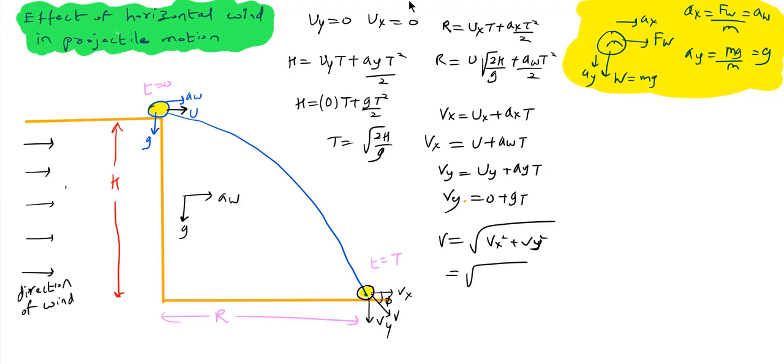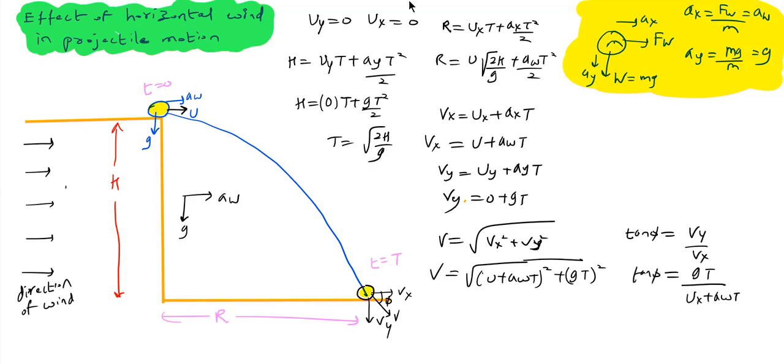So V should be equal to the square root of Vx squared plus Vy squared, where Vx is u plus a_w t. This t also, we can substitute later. Vy equal to gt, whole squared. This is the expression for the speed with which it strikes. Then what about the angle? The angle is given by tan phi equal to Vy by Vx, which is gt by Vx. So what is this angle phi? The angle made by the velocity vector with the horizontal.